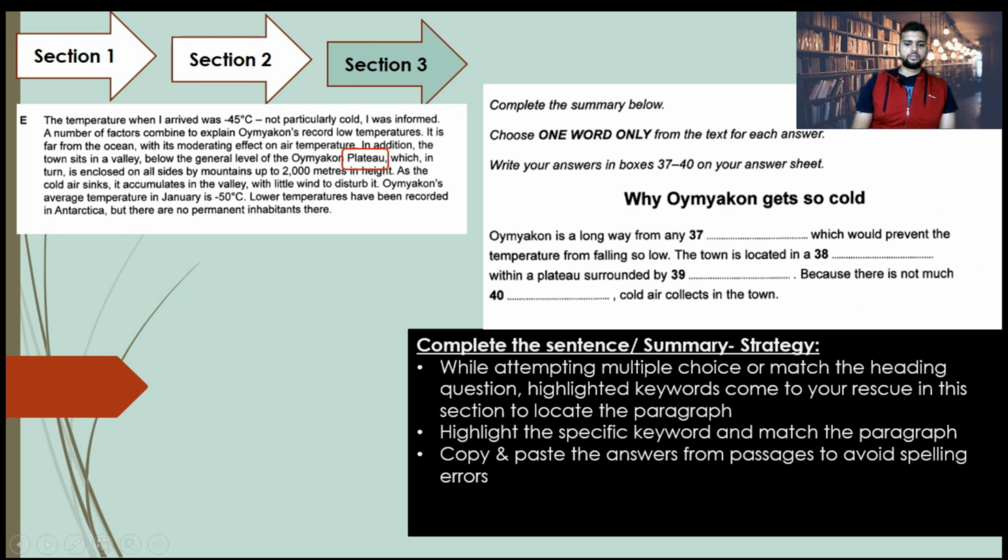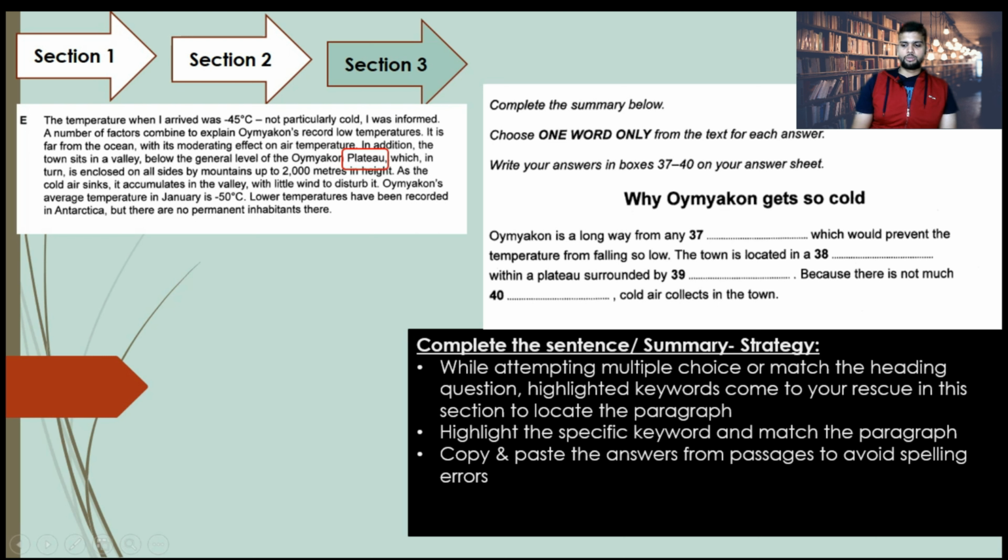So over here you just go through: number of factors combined, explain record low temperature, it is far. See, this is a match, from the ocean. So it is long way from any ocean. The answer is ocean, because long way means far, with its moderating effect on air temperature. The town is located somewhere in a plateau. So in addition, the town sits in a valley. Located, the synonym for this is sits, so in a valley. So you should mention in a valley within a plateau.